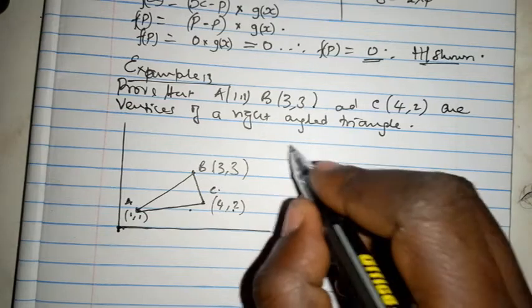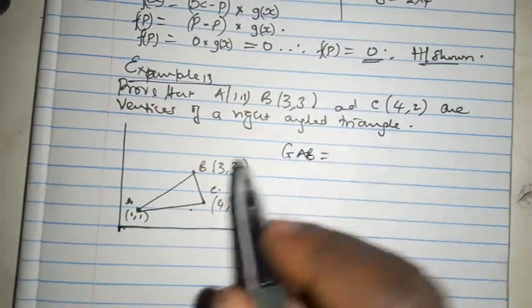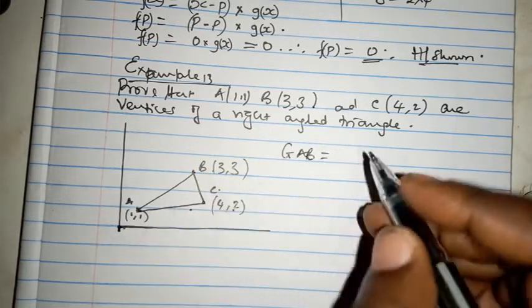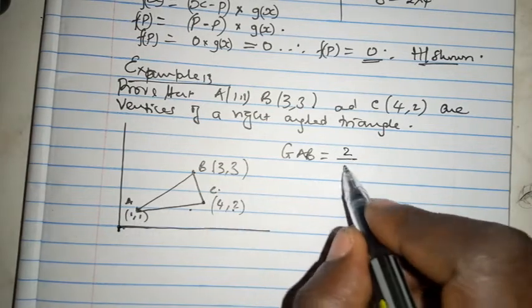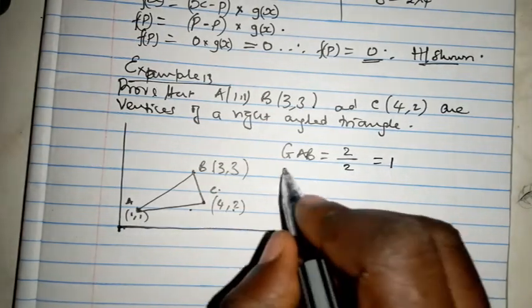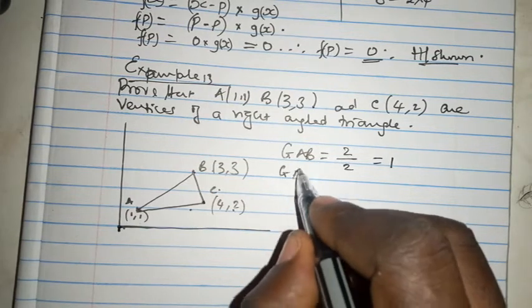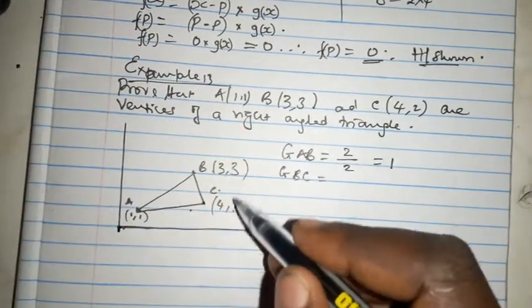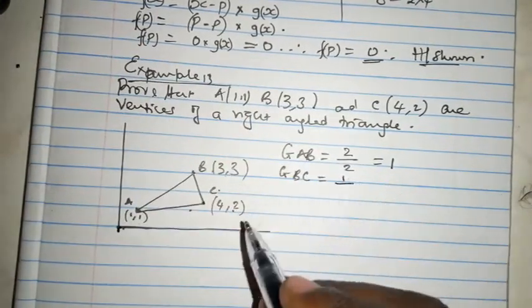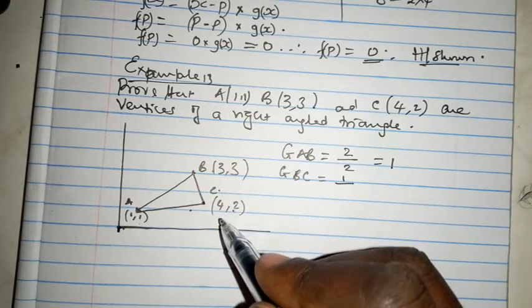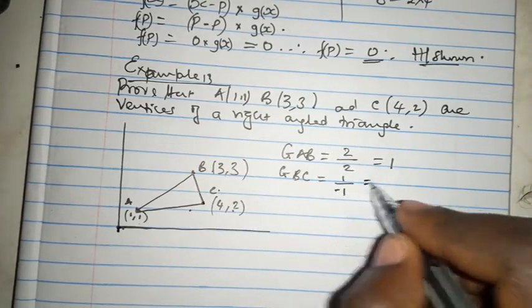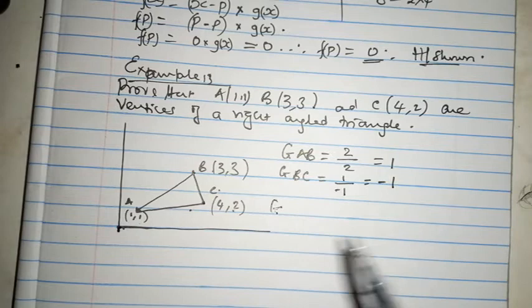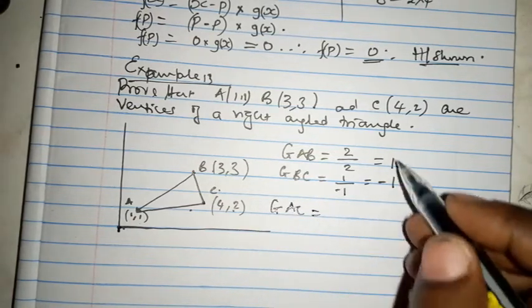Follow me to talk about the gradient of AB. The gradient of AB is the change in y over the change in x. That means 3 minus 1, 2, over 3 minus 1, 2, which is 1. Let's get the gradient of BC, which is the change in y: 3 minus 2, which is 1, over 3 minus 4, which is negative 1, which is basically negative 1.